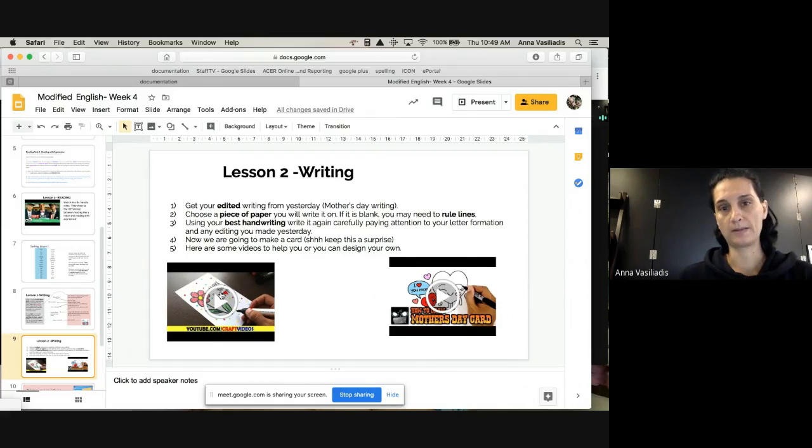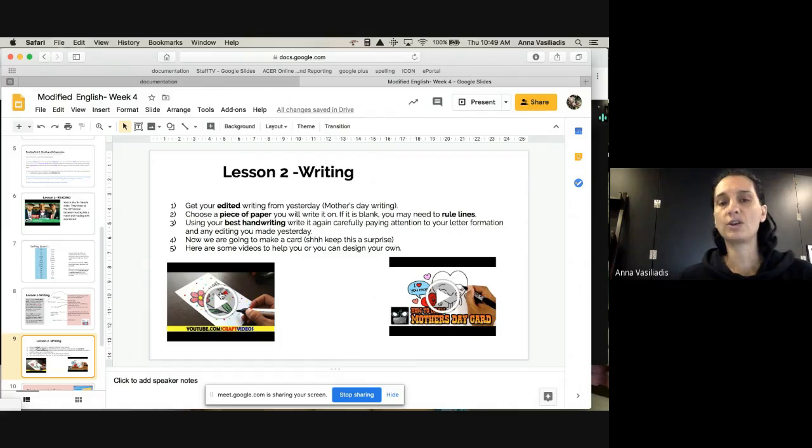So lesson 2, you are going to choose a piece of paper that you're going to write your good copy for your message for Mum. If you choose a paper that doesn't have lines on it, you might need to rule some lines to keep your handwriting neat. So do your good copy, make sure you look at everything that you've edited, use your best handwriting.